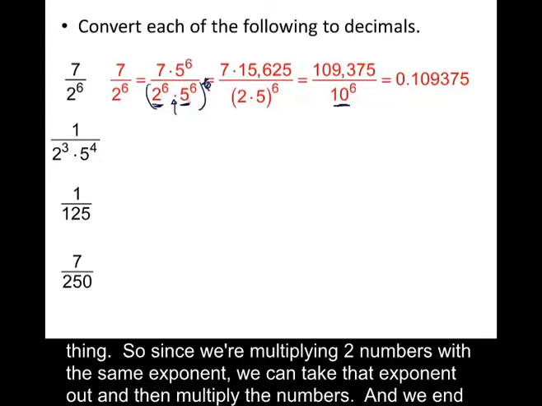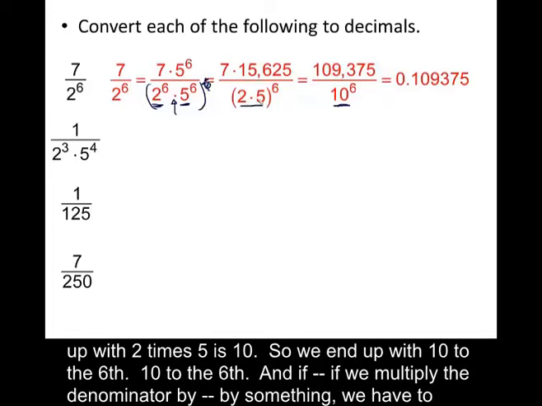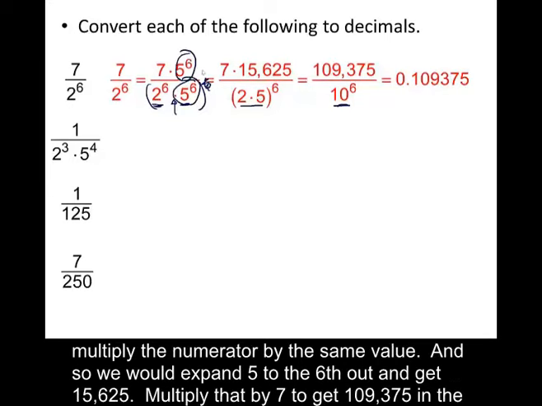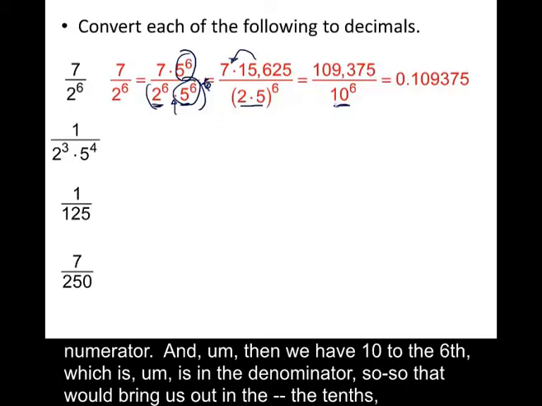Since we're multiplying two numbers with the same exponent, we can take that exponent out and then multiply the numbers, and we end up with 2 times 5 is 10, so we end up with 10 to the 6th. And if we multiply the denominator by something, we have to multiply the numerator by the same value. So we would expand 5 to the 6th out and get 15,625. Multiply that by 7 to get 109,375 in the numerator. And then we have 10 to the 6th in the denominator.